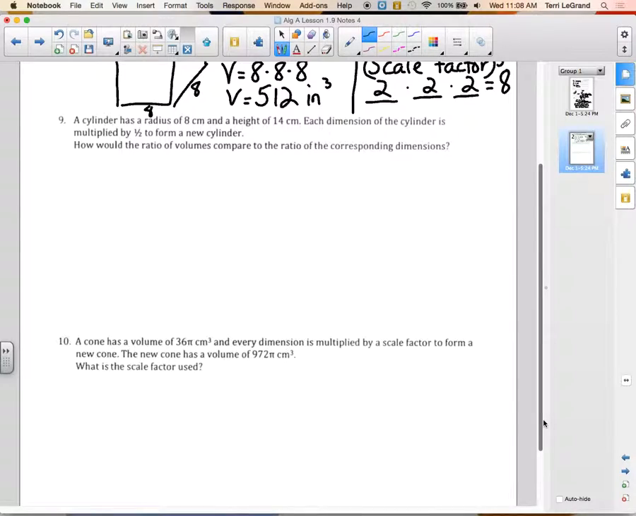Is a cylinder 3-dimensional? Yes. Give me an example of a cylinder in our everyday life. A can, yeah. Pop can, soup can, whatever it is. Okay, a cylinder has a radius of 8 centimeters and a height of 14 centimeters. Each dimension of the cylinder is multiplied by 1/2 to form a new cylinder. Should we get a bigger cylinder or smaller? Smaller, because that's between 0 and 1. How would the ratio of the volumes compare to the ratio of the corresponding dimensions?